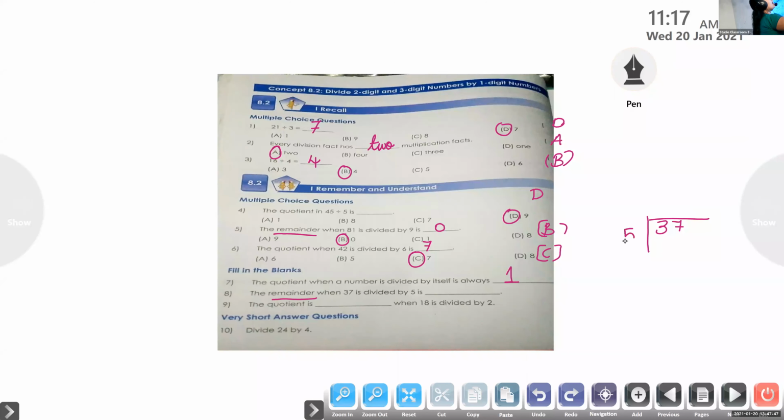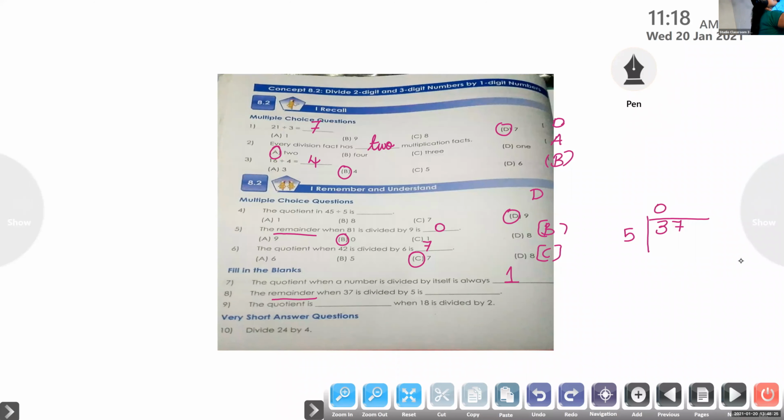37 divided by 5. First digit is 3. 3 is less than 5 or greater than 5? Less than 5. So, can we divide? No. So you have to put a 0 on the top. If it is less, you cannot divide. Next, you can take the next digit also. Now we have to divide 37. 37 is greater than 5 or less than 5? Greater than 5. So you can divide 37 by 5.